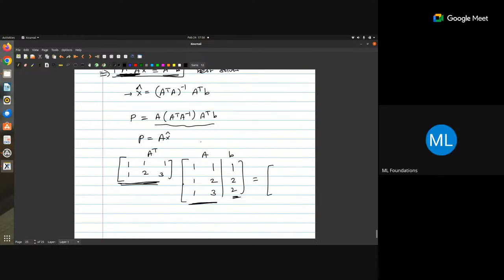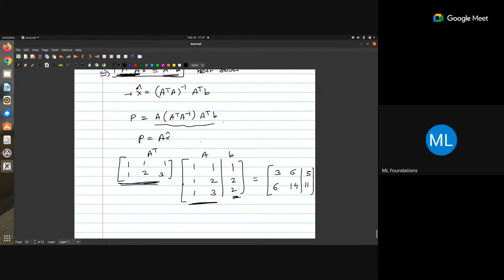Can you just tell me the values? So it is 1, 1, 1, so it is 3. 1 plus 2 plus 3 is 6. Here 6. Here it is 1, 2, 3, 6. Here it is 1 plus 4 plus 9, which is 14, right? And here is 5 and 11.